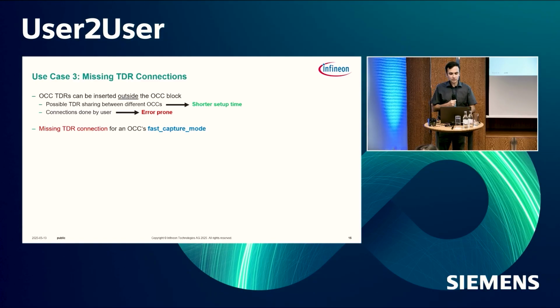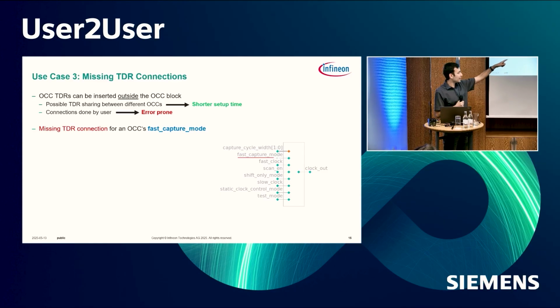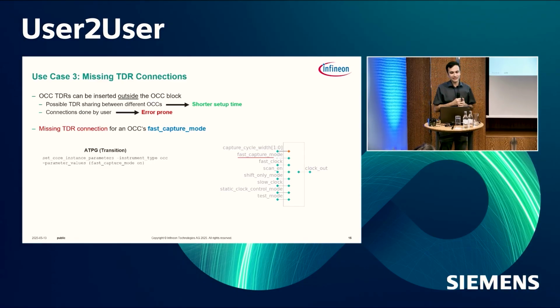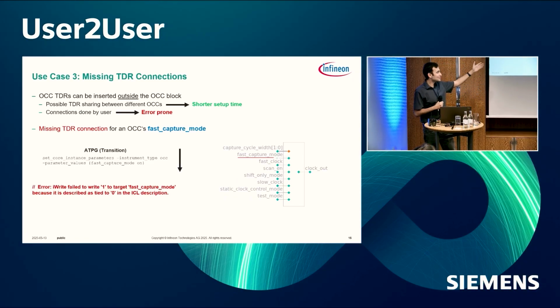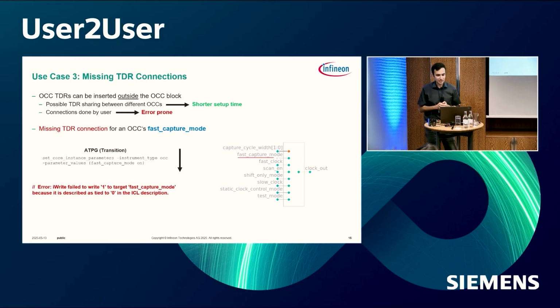So here I have an example. We're supposed to insert a TDR to control the fast capture mode of the OCC. But for any reason, we forget to insert it, or we missed it. And what happens is that in the RTL, the tool ties this fast capture mode to 0. So when you run the stochastic ATPG, you don't get any problem because it's supposed to be tied to 0. However, if you want to run the at-speed or transition delay ATPG, so you try to set the fast capture mode to on, you already get an error that, okay, it is tied to 0. It's impossible to force it to 1. So you can realize, okay, there is a problem. You can easily find the problem and go back and fix it when you're at the RTL insertion.